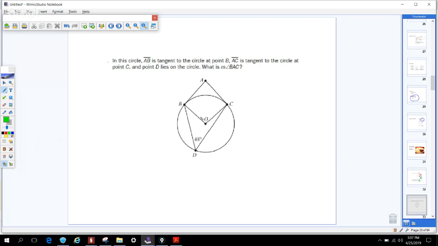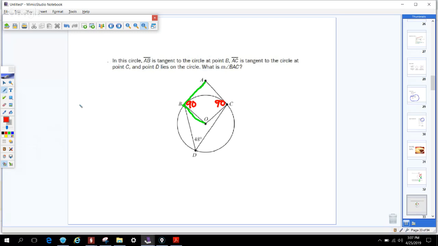So in this circle is tangent to the circle. Because this says this is tangent, we know what? What happens when you have a tangent and a radius? What does it form? We talked about that. A right angle, a 90-degree angle. And it tells you AC is tangent. So what does that form? Another 90. So together we have 180.